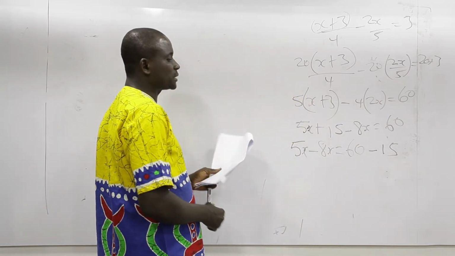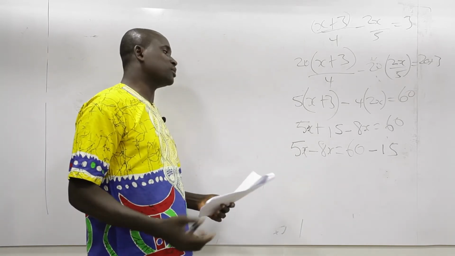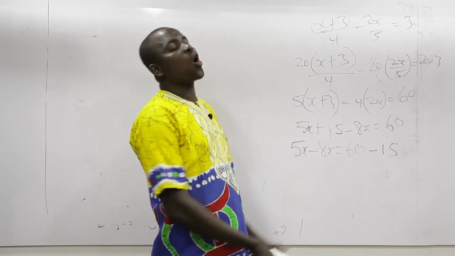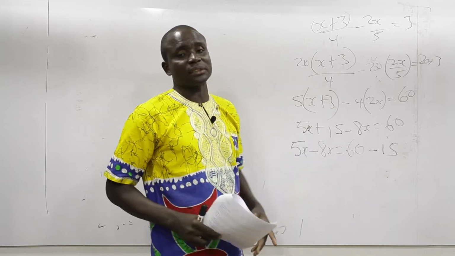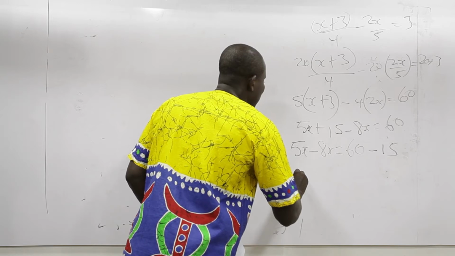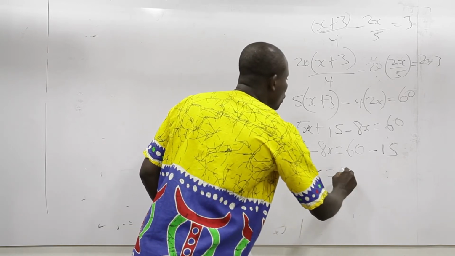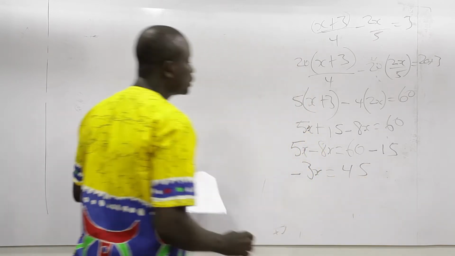The third step is that I'm grouping the like terms. How do you group the like terms? We group the like terms by looking at the terms that are bearing x on one side of the equation, then those that are not bearing the x on the other side of the equation. Is that okay? So now, what do you have here? As I've already told you, here becomes what? Negative 3x is equal to what? 45, right? So how do you solve it?